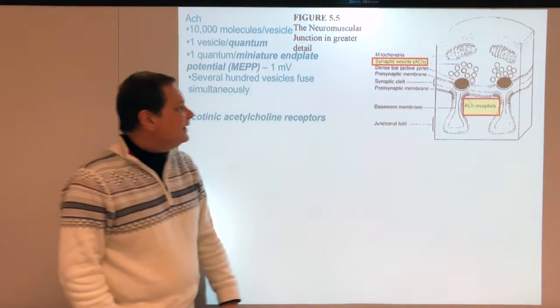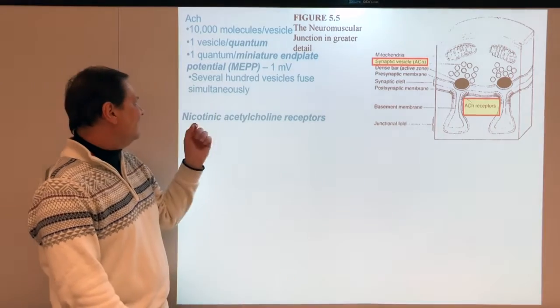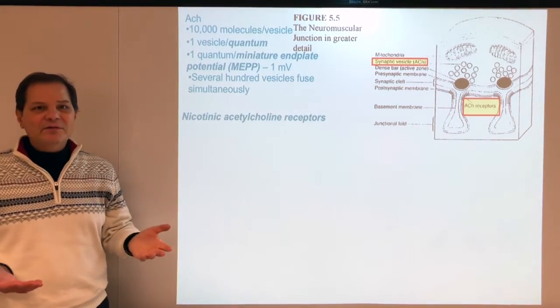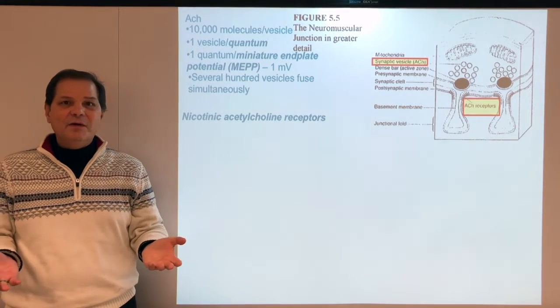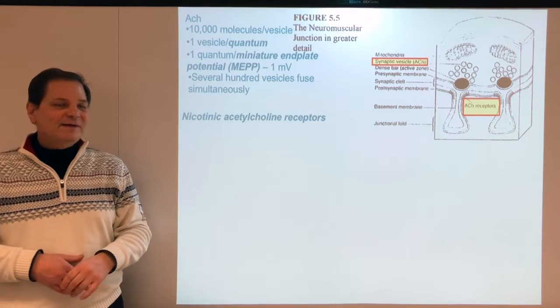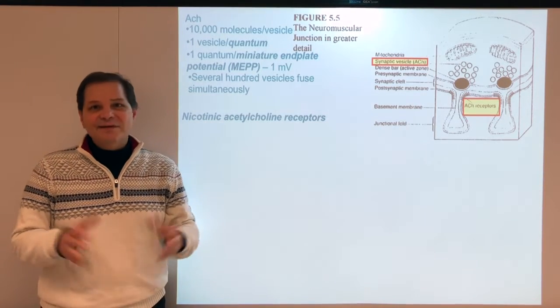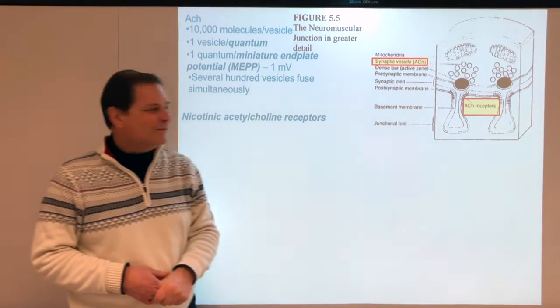So the postsynaptic membrane receptors are acetylcholine receptors. As you might guess, these are nicotinic. They are different from the muscarinic receptors that we talked about in the autonomic nervous system, let's say on the SA node, where you're slowing heart rate down. These are different. They are called nicotinic. They bind nicotine, but they bind ACh, most importantly.